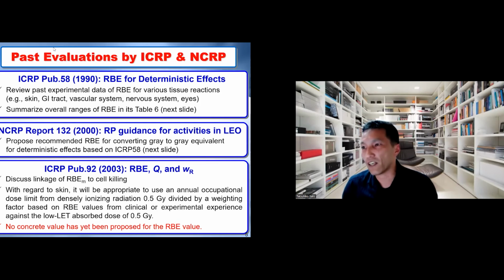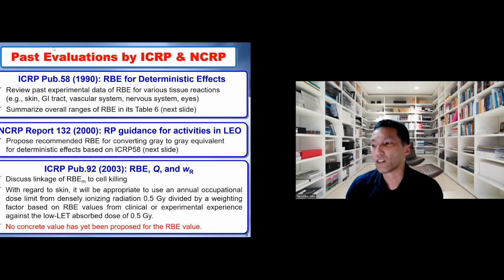ICRP publication 58 reviews the past experimental data of RBE for various tissue reactions and summarizes overall ranges of RBE in its table 6. I will show table 6 in the next slide. And NCRP report 132, Radiological Protection Guidance for Activity in Low Earth Orbit, proposed a recommended RBE for converting gray to gray equivalent for deterministic effect based on ICRP 58.